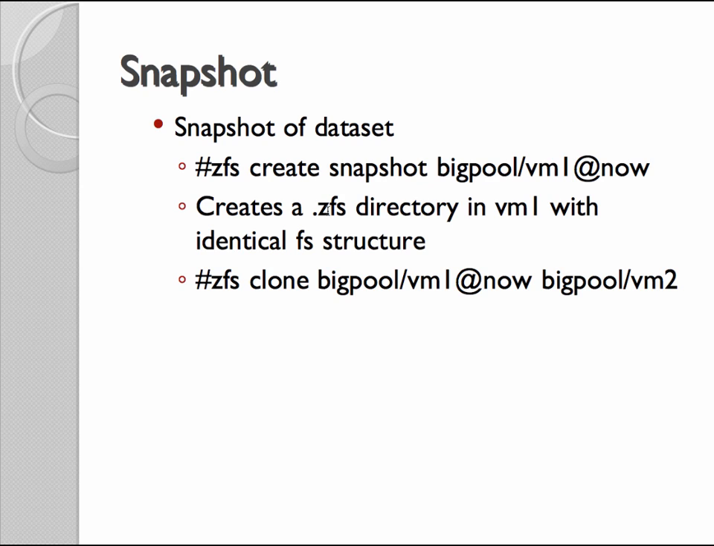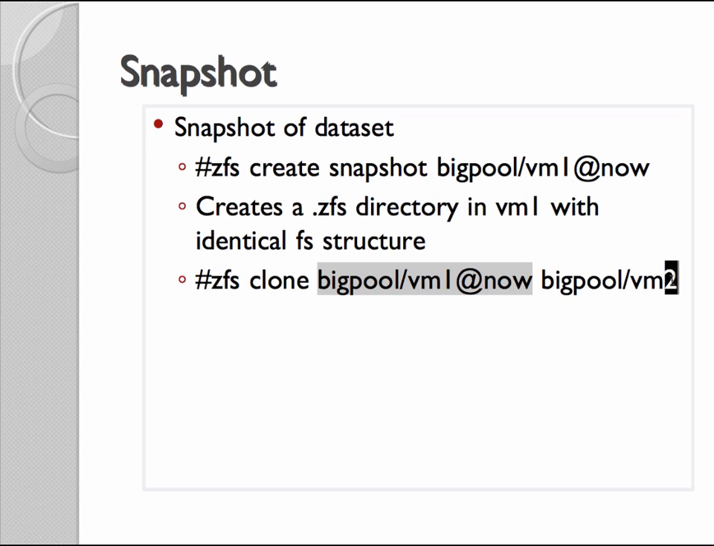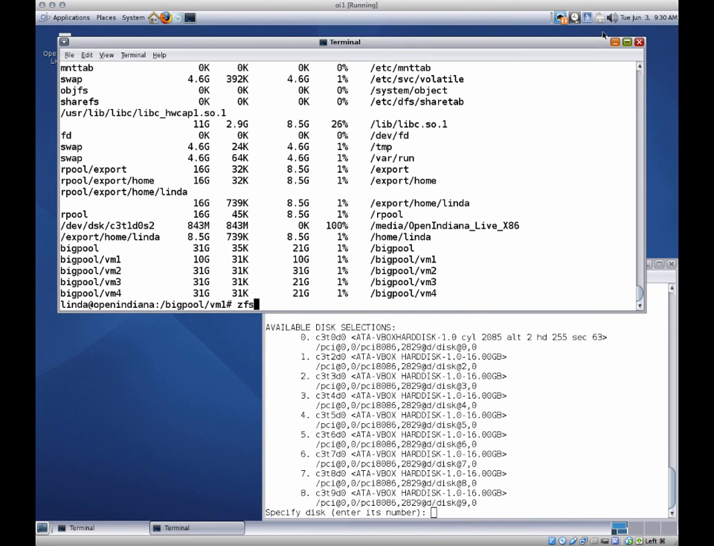Snapshots are always read-only. If you want to create a read-write version of that, I can do the zfs clone of this snapshot, whatever I called it, and then create a new data set out of that. I can't call it VM2 because I already called that. I can call it VM5 though. And it will create a whole new data set. That bigpool/VM5 now is its own data set and is read-writable. So let me just run those commands for you.